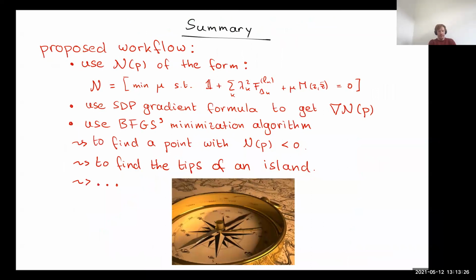So this is then a summary and the last slide for my talk. We propose to use this type of navigator function where you minimize this coefficient mu that I talked about. We say you should use the SDP gradient formula to get the gradient of the navigator function, maybe a BFGS algorithm, or maybe a Newton algorithm if you really want to use the Hessian also, to minimization algorithm to start navigating in parameter space. And this will allow you to find points where the navigator function is negative, so points inside the island. It will allow you to find the tip of an island, and it'll probably allow you many other things that we haven't even thought about that would require, in principle, the navigating around in these parameter spaces.